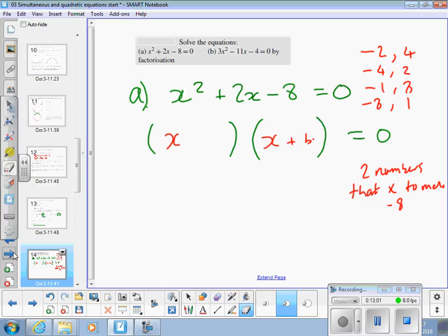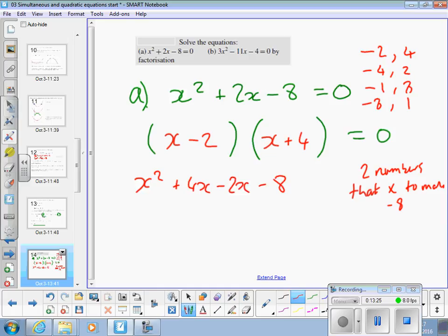So we've got to put minus 2 in one side and plus 4 in the other. And let's just multiply those out and make sure. x times x is x squared. x times 4 is plus 4x. Minus 2 times x is minus 2x. And minus 2 times 4 is minus 8. And these 2 come together to make x squared plus 2x minus 8. Yep. So that's factorising. So we've factorised this problem.